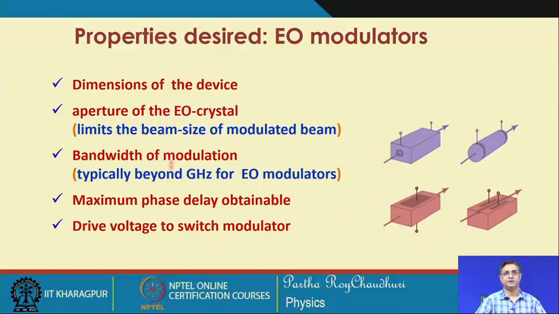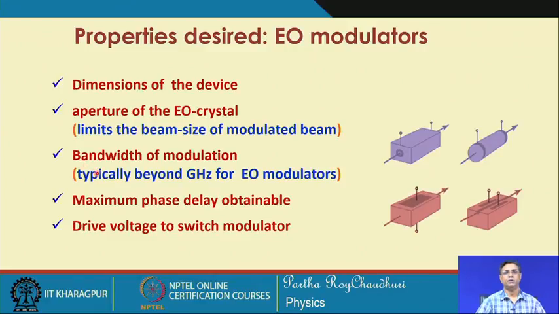The basic properties that are required are the dimensions of the device. It is important from the design point of view for extracting the best performance of the device. Then the aperture of the electro-optic crystal is also very important. The designer has to take care of that, because it limits the beam size, the spot size of the modulated beam.